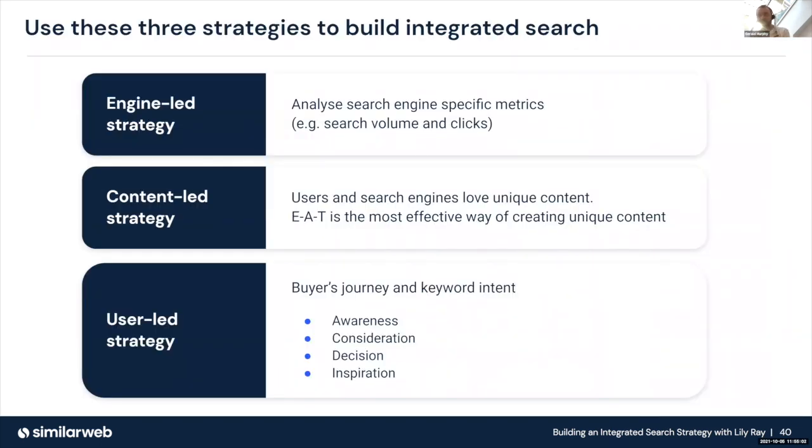So in summary, before we open it up for Q&A, the 3 ways in which you need to succeed across an integrated search strategy from Amazon, Google, and YouTube is to be engine-led, really looking at search engine specific metrics, the brilliant basics of search volume, of clicks, of web traffic, of what's the web traffic across the different devices. To have a content-led strategy, which is making sure that we're not just producing low quality content that's already out there. It's making sure that it's very EAT focused. And then of course, making sure that that's user-led, where we're thinking about the buyer's journey and keyword intent. And more specifically, we're categorizing our keywords by that intent of awareness, consideration, decision, and inspiration.